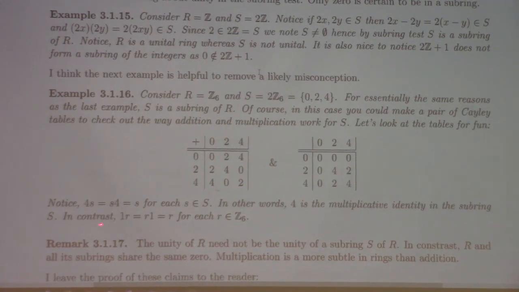Anyway, so 4 times s is equal to s times 4. So in other words, 4 is 1 in this subring. So this subring has a unity, and weirder still, the unity in the subring is not the unity in the superring. 1 in Z6 is 1. The quote-unquote 1 in this subring is 4. Multiplication is weird in rings, all right? So you shouldn't trust your intuition too much when you think about multiplication. Addition, you probably won't be wrong, because addition is just a group structure, and we're familiar with that. But the multiplication is weird.